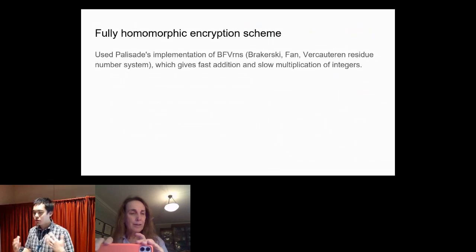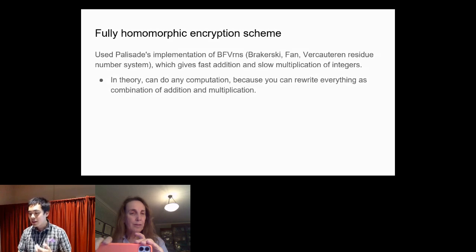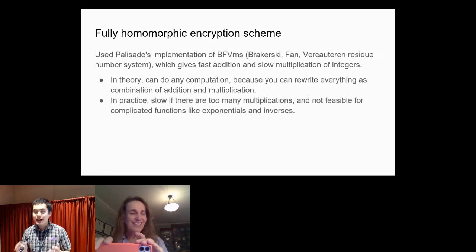One of the things I want to mention is that from my perspective as a user, I don't actually understand all of the crypto. There's a lot of really clever mathematics going on in the crypto. I don't need to know that, because I can treat it as another platform. In theory, you can do any computation, because you can rewrite anything as a combination of addition and multiplication. But in practice, it's slow if there are too many multiplications and not feasible for complicated functions like exponentials and inverses.